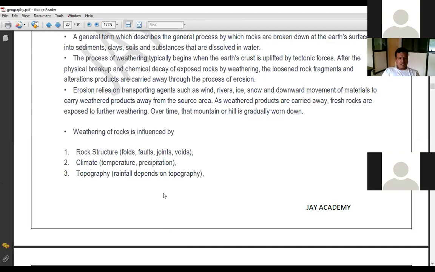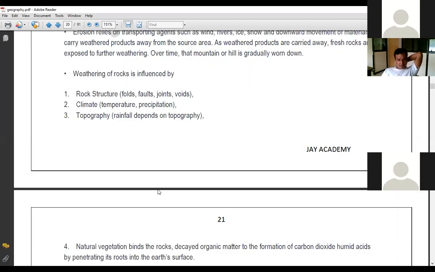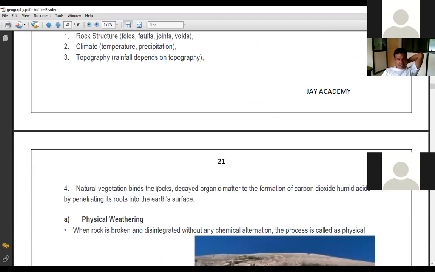Yes. Okay, got it. So these are the factors which influence the weathering of the land surface. And again we see natural vegetation. Obviously natural vegetation slows down the erosion and slows down the weathering. Natural vegetation binds the rock, and decayed organic matter leads to the formation of carbon dioxide and humic acids, with roots penetrating into the earth surface.